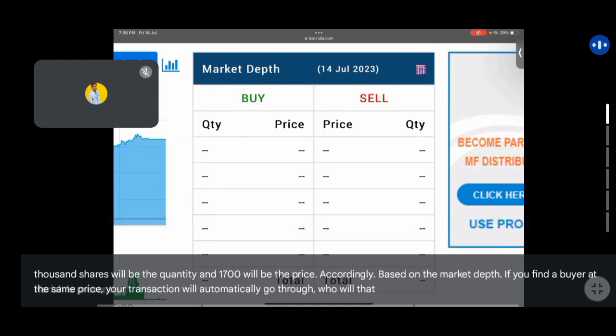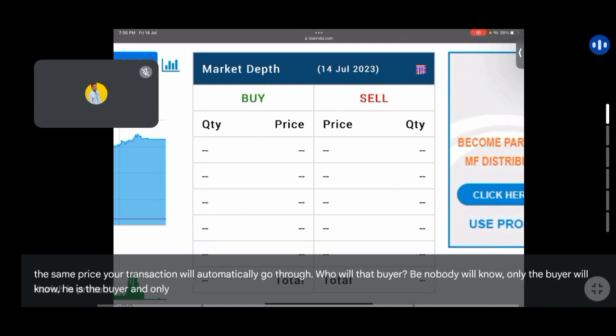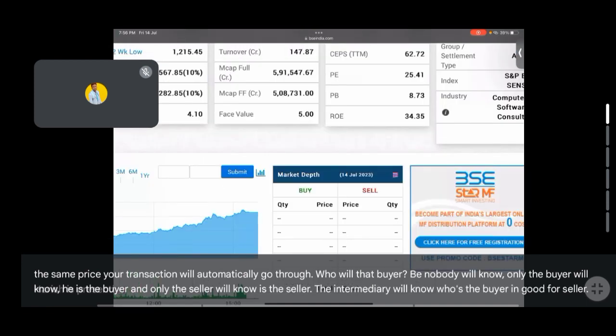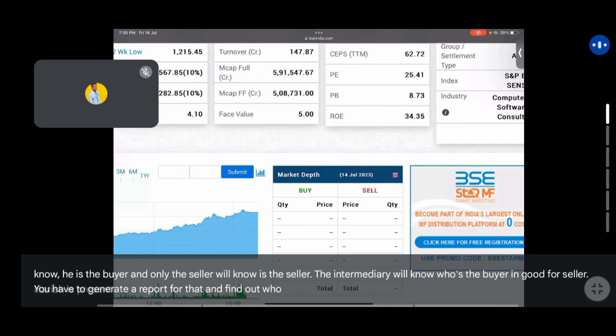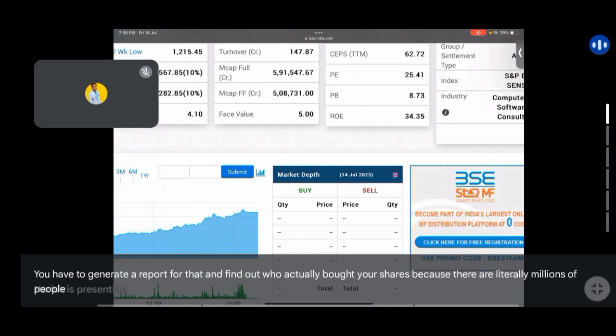Who will that buyer be? Nobody will know. Only the buyer will know he is the buyer, and only the seller will know he is the seller. The intermediary will know who's the buyer and who's the seller. You have to generate a report for that and find out who actually bought your shares, because there are literally millions of people waiting to buy and sell these shares all the time.